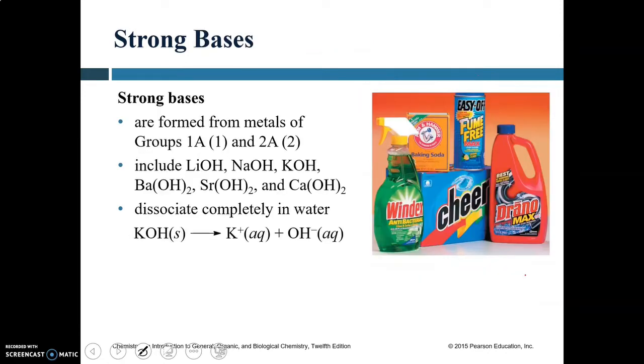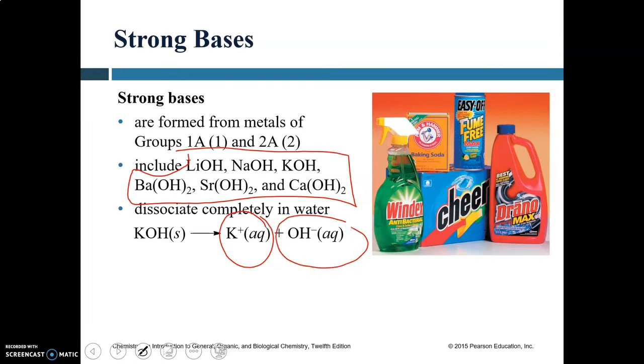Now, strong bases are formed by the metals from the groups 1A and 2A, not all from 2A. So this is the list of 6 strong bases which you should know. When dissolved in water, they dissociate completely into cation and hydroxide anion.